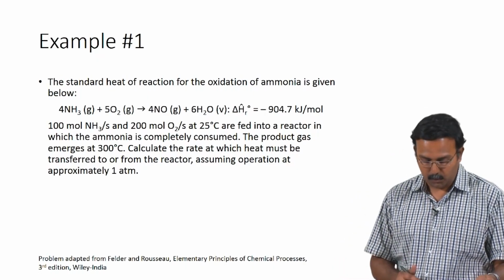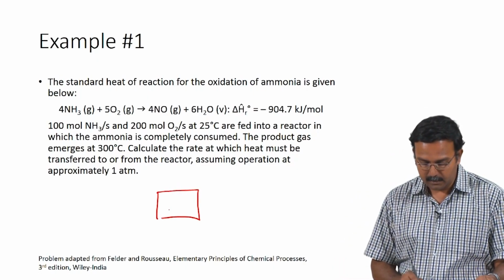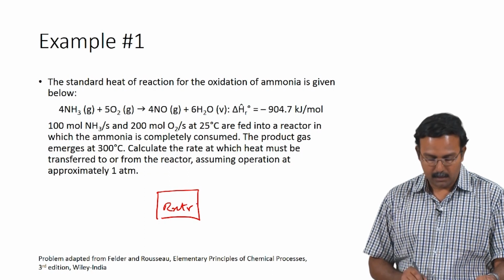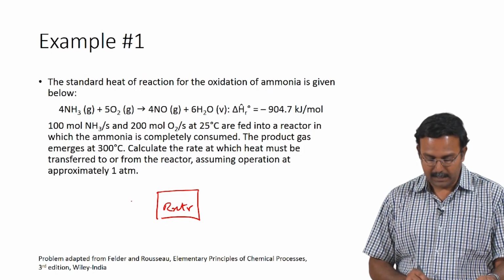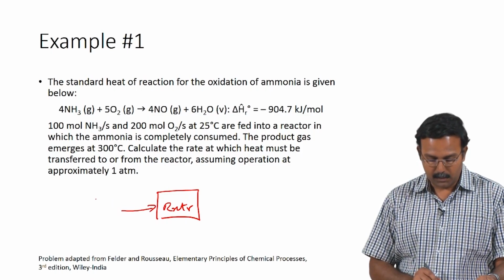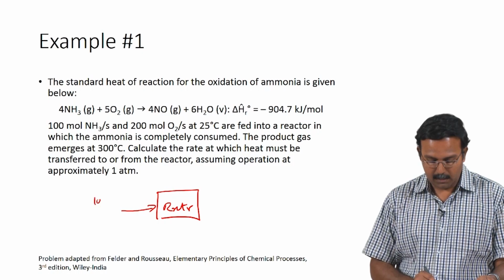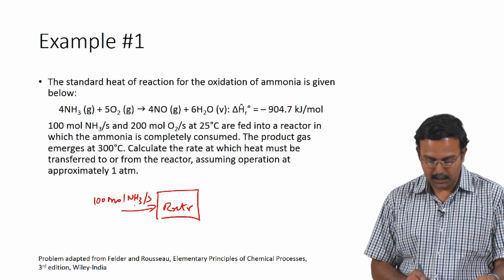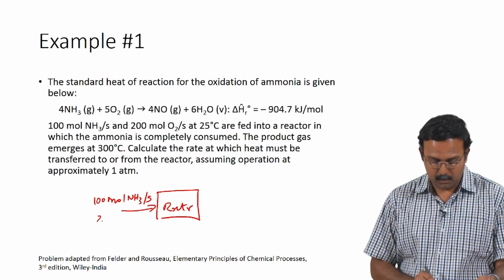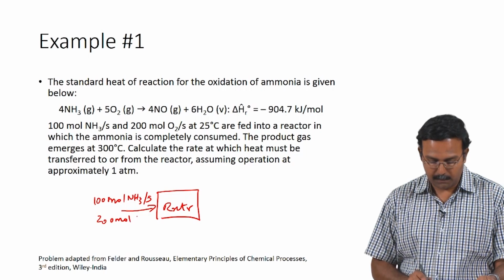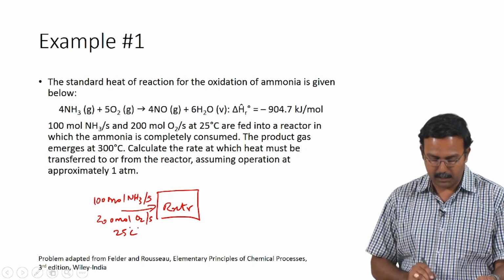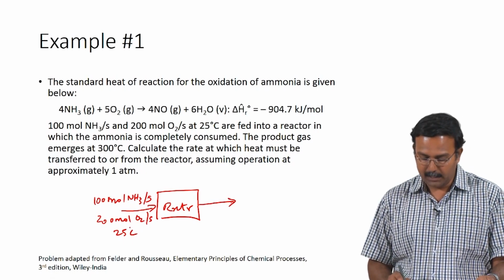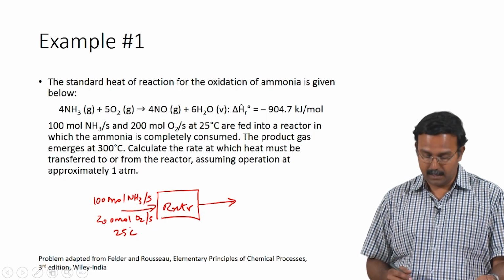So, let us try to draw the flow chart. You have a reactor. This reactor is where ammonia is getting oxidized, and you have been told that there are two components coming in, which is 100 moles of ammonia and 200 moles of oxygen per second. As they are at the same temperature, 25 degrees Celsius, I am just putting it as one inlet stream, and you have a product gas stream which is emerging at 300 degrees Celsius.